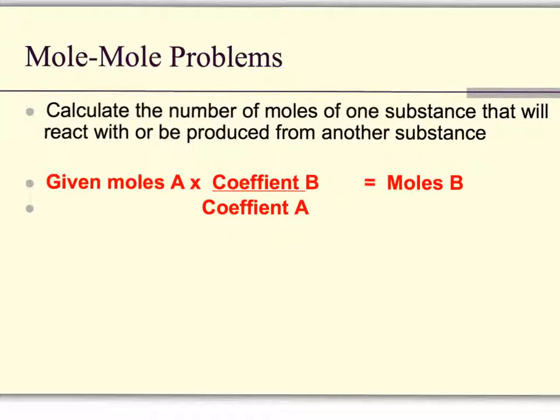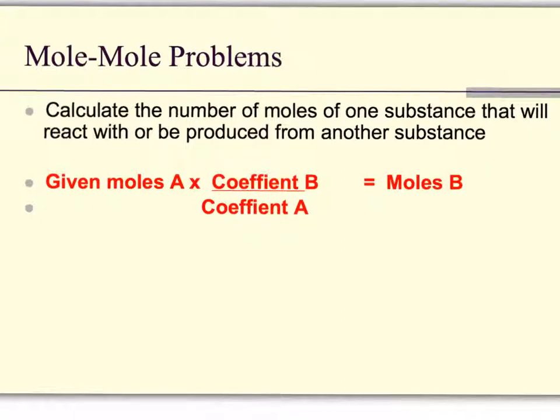When performing mole-mole problems, we will calculate the number of moles of one substance that will react with or be produced from another substance. The equation used is given moles of chemical A times our coefficient of chemical B over coefficient of chemical A. That will allow our moles to cancel out and leave us in moles of chemical B.